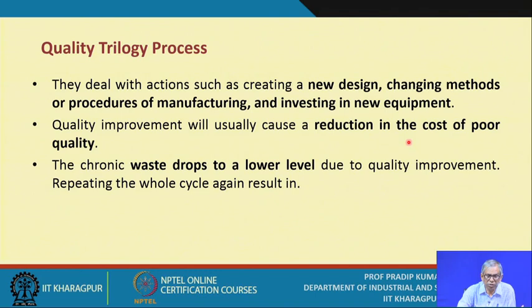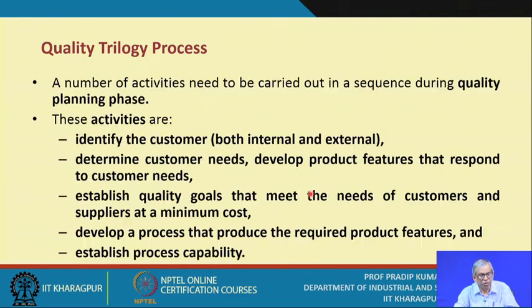So there are several ways you can adopt this quality improvement philosophy, and if you go for quality improvement, obviously it will have a bearing on the cost of poor quality. It is expected that through quality improvement effort, a condition is reached in which the cost of poor quality is reduced. The chronic waste drops to a lower level due to quality improvement, repeating the whole cycle again.